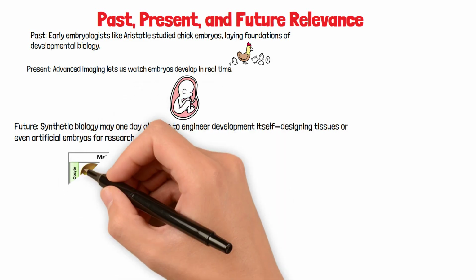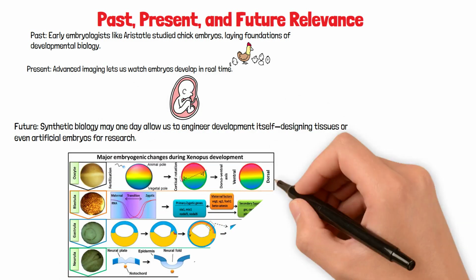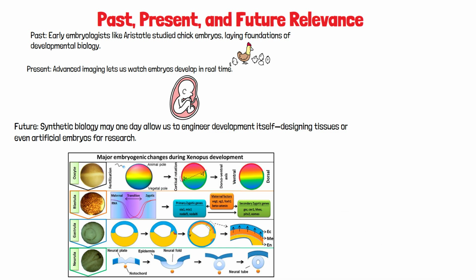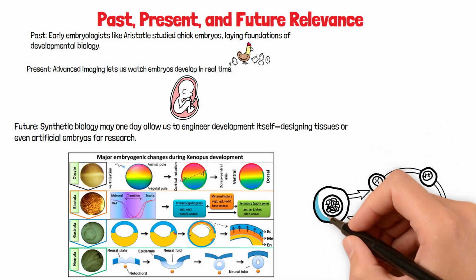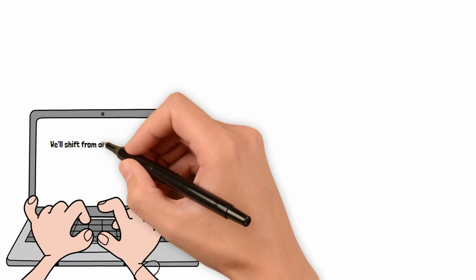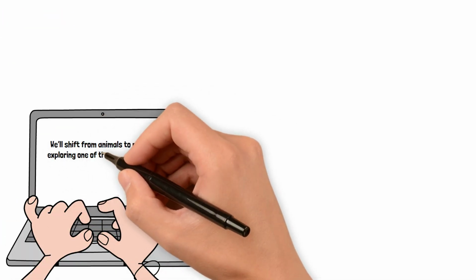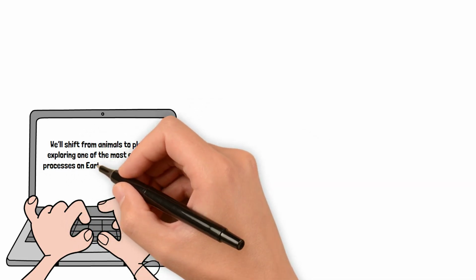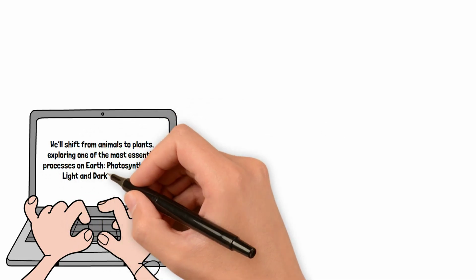So that's our exploration of embryogenesis and developmental signaling, the journey from one cell to many, guided by nature's molecular instructions. In our next lecture, we'll shift from animals to plants, exploring one of the most essential processes on Earth, photosynthesis, light and dark reactions.